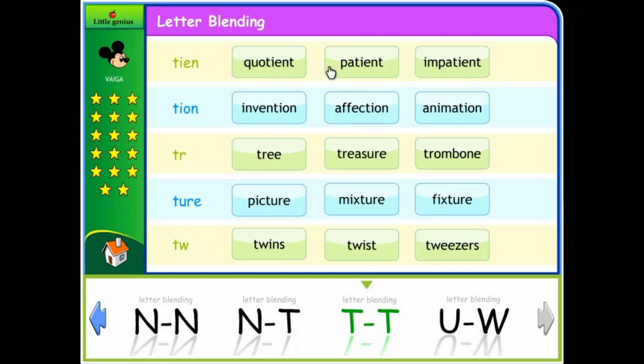Quotient, patient, invention, affection.